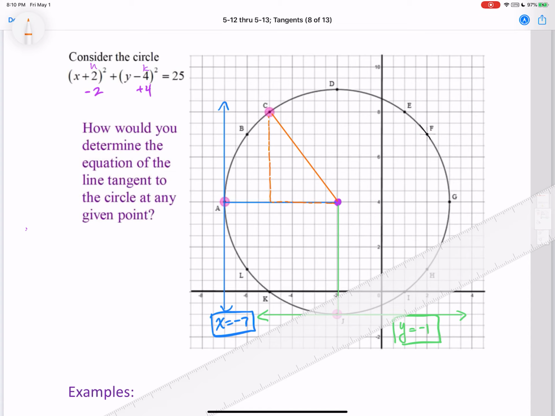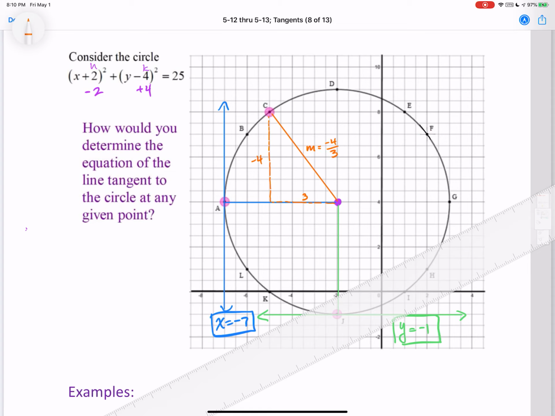Well, that radius is going to be 4 units down. So if I start at point C, I'm going to go 4 units down. So that's -4. And if I go over to the right, that's going to give me 3 units to the right. So the slope of this line is -4/3.